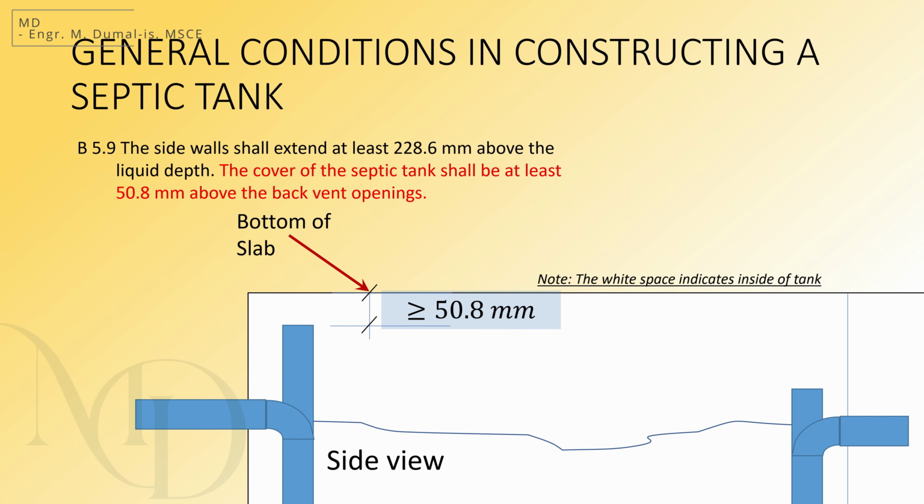The same section also specifies that the cover of the septic tank should be at least 50.8 millimeters above the back vent openings. This arrangement ensures proper venting while keeping the tank sealed and safe.